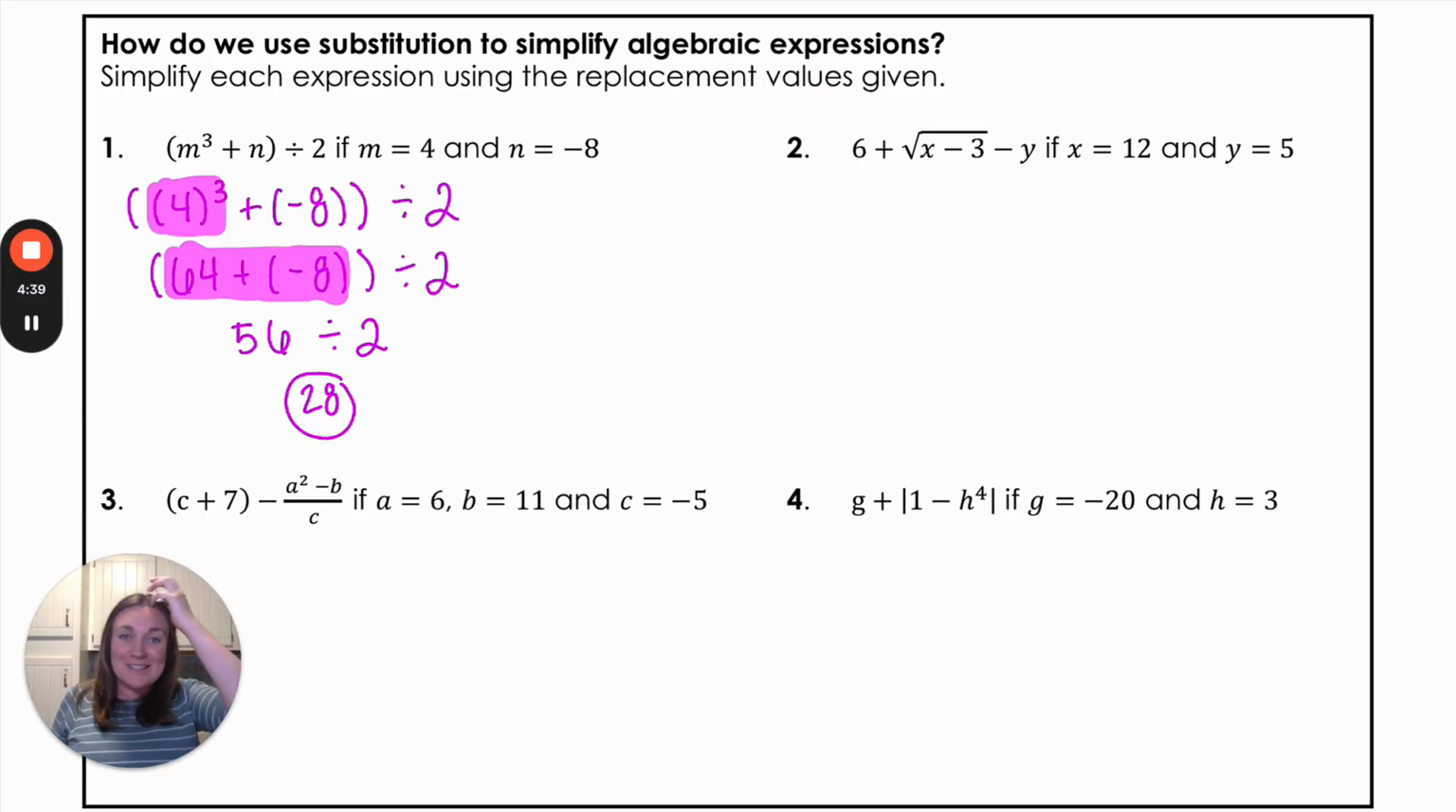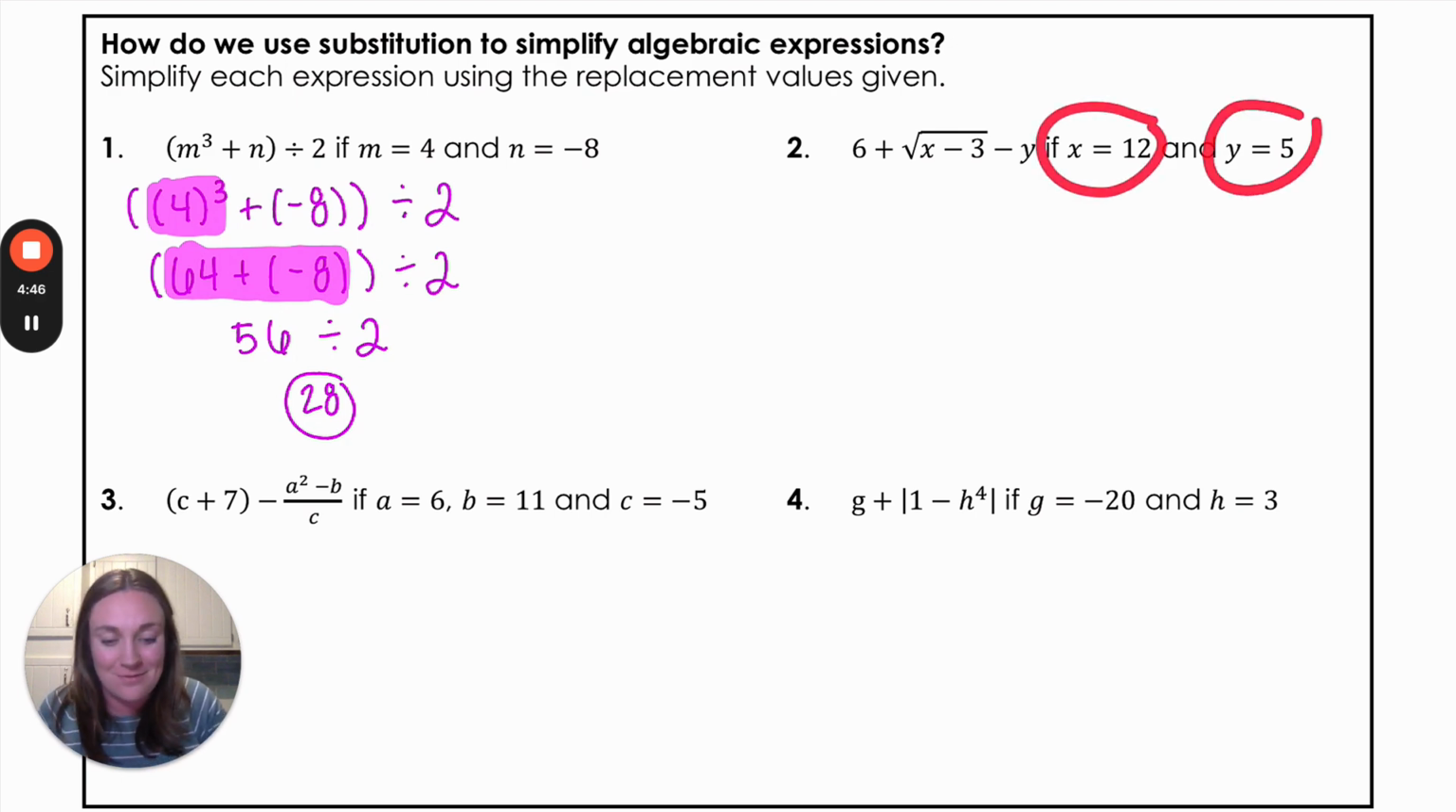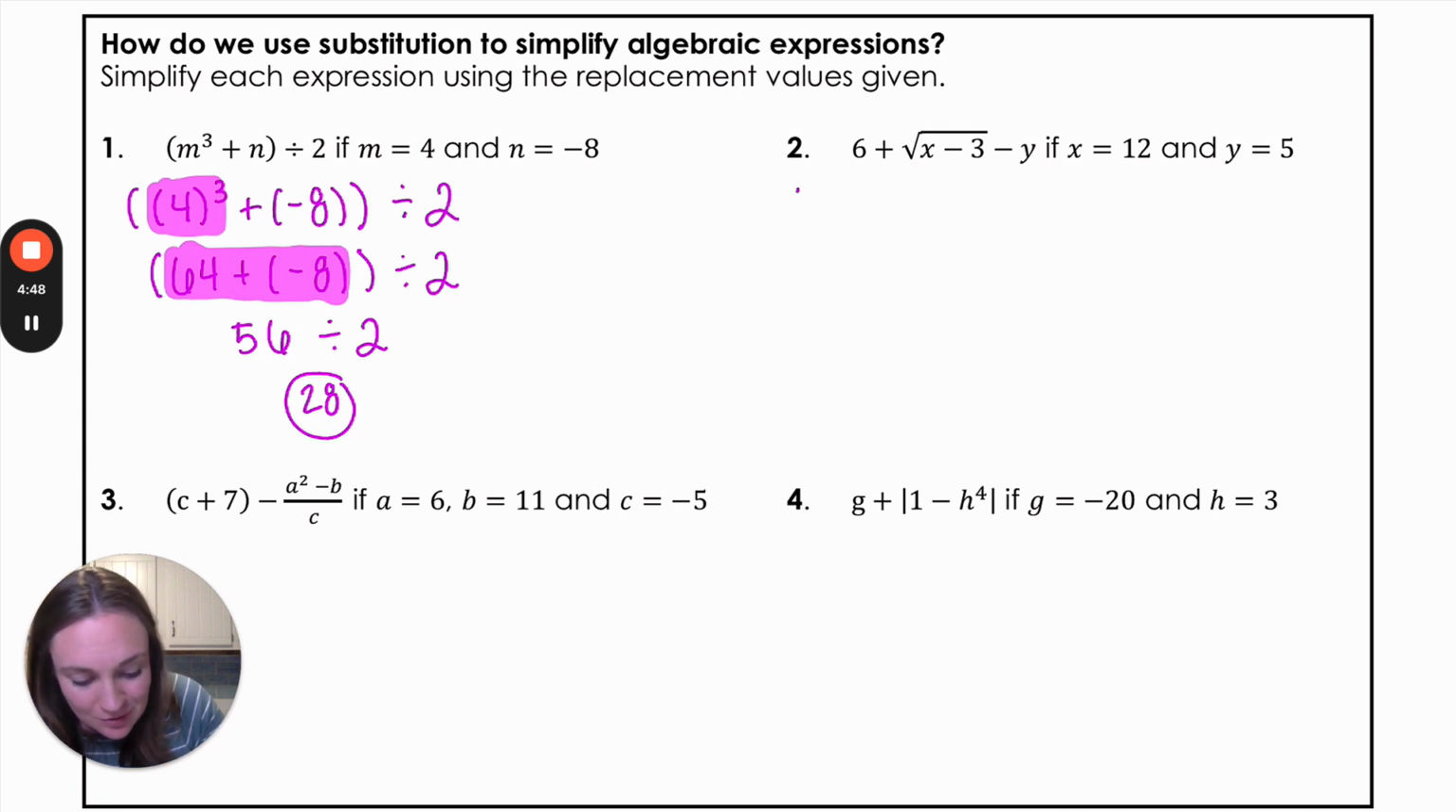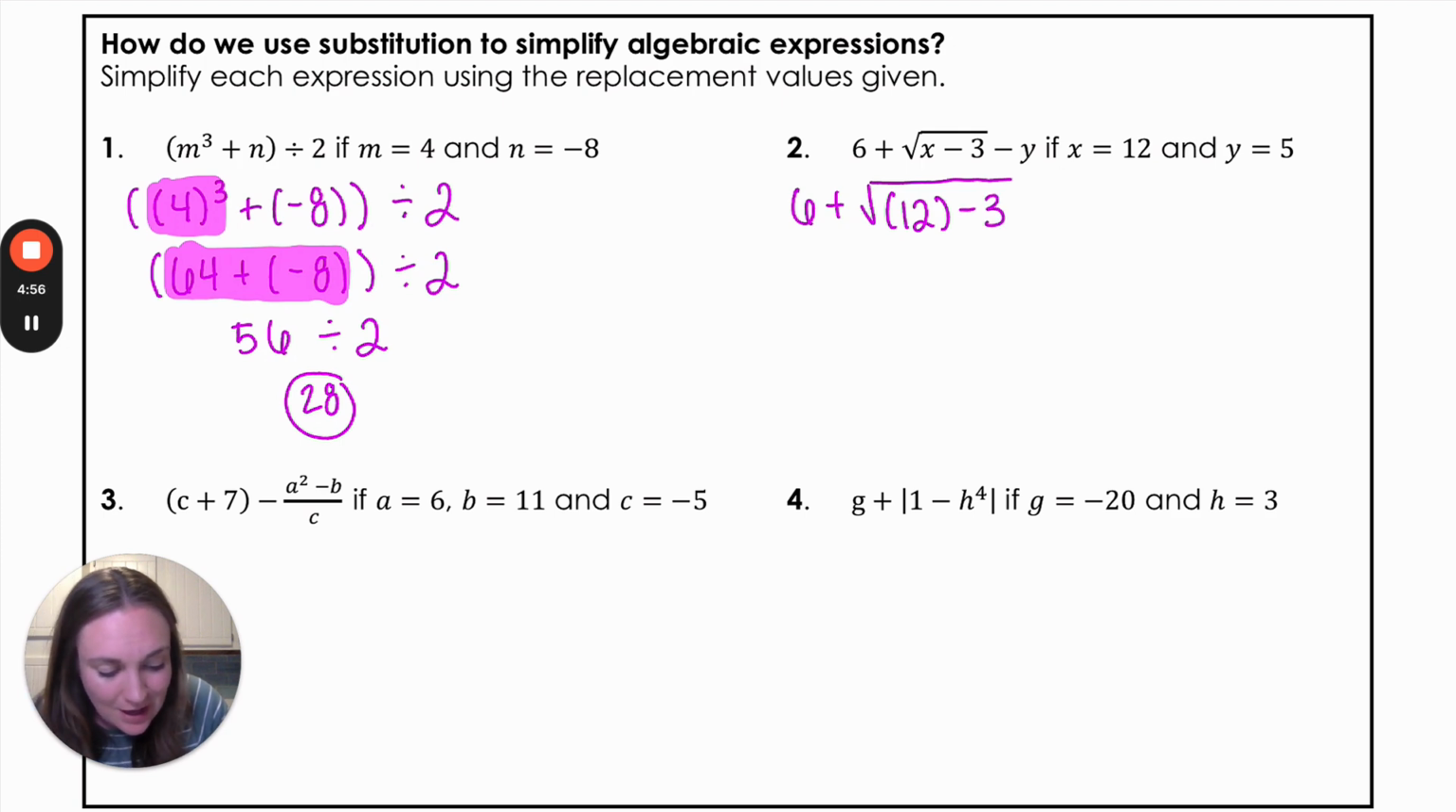All right, let's look at another one together. So number 2, we're going to replace that x with 12, and we are going to replace our y with 5. So again, I'm going to rewrite that first with those parentheses, so 6 plus our square root of 12 minus 3, and then outside of that radical symbol we have minus 5.